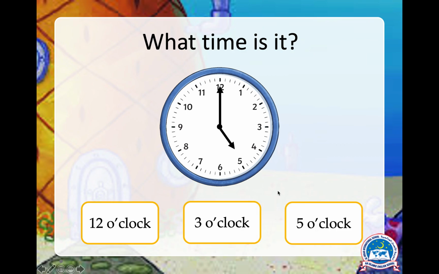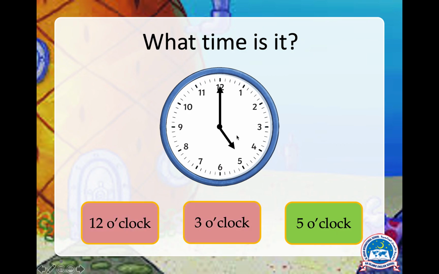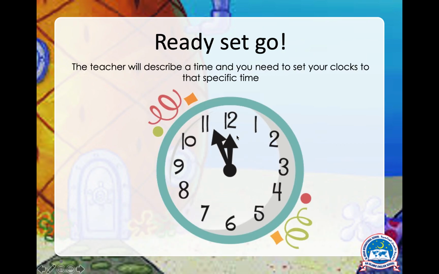Now let's look at this clock. Here we have 12 o'clock, 3 o'clock, or 5 o'clock. Yes, if you've guessed 5 o'clock, amazing. You've got this because the minute hand is at the 12 and our hour hand is at the 5. So it is 5 o'clock.